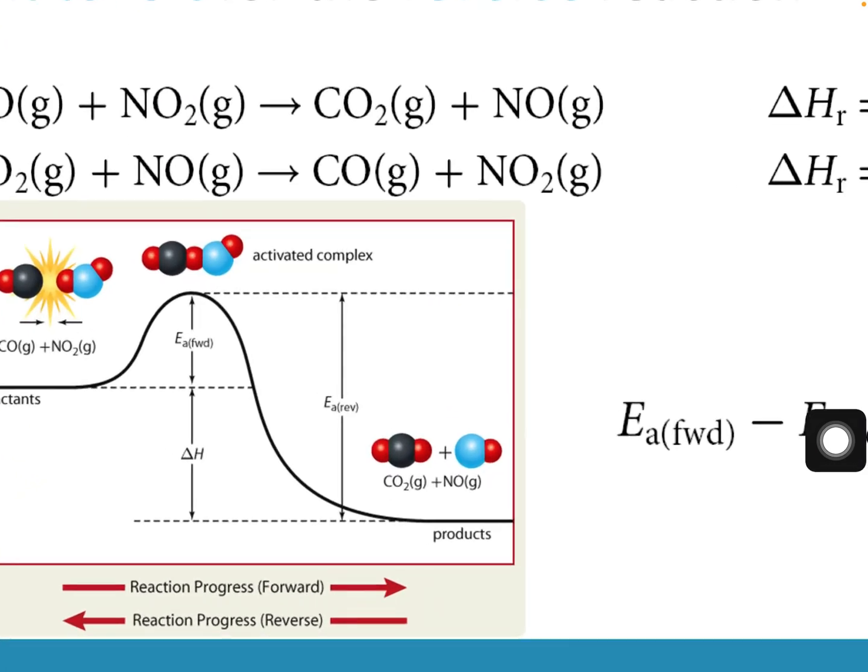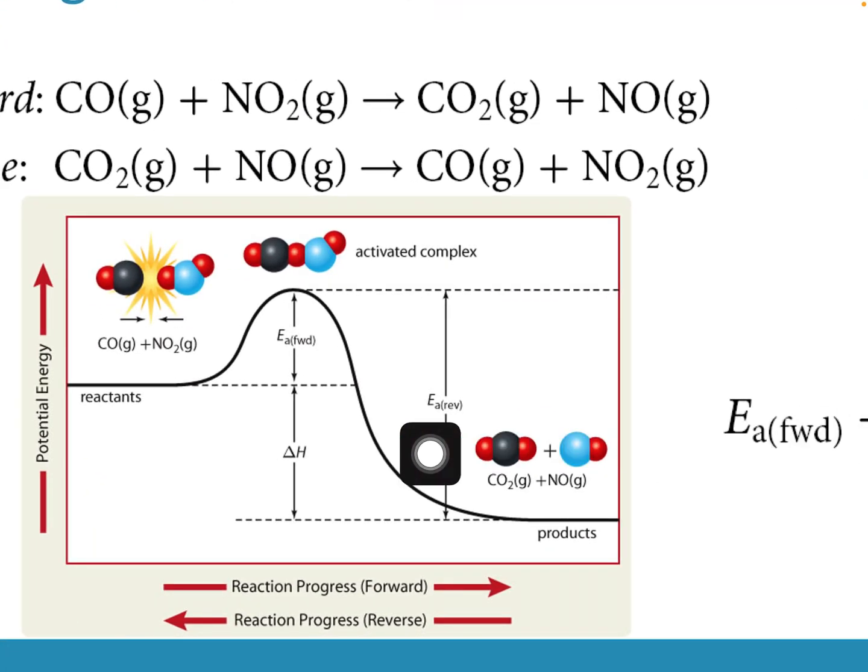So if we take a look at this, carbon monoxide and nitrogen dioxide are our reactants. Here's a small activation energy, so this is of the forward reaction. And then we have our products. So the delta H is just the difference between reactant and products. And when going from reactants to products, that's a negative. So that is an exothermic reaction.